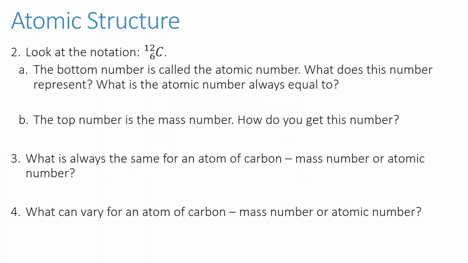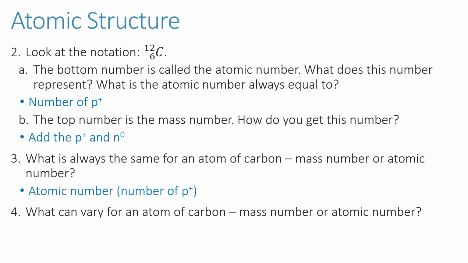So looking at this notation here, the bottom number is called the atomic number. What does this represent and what is it equal to? It's going to give us the number of protons on bottom. The top number is the mass number, so in this case it's 12, and we get that by adding together the protons and the neutrons.